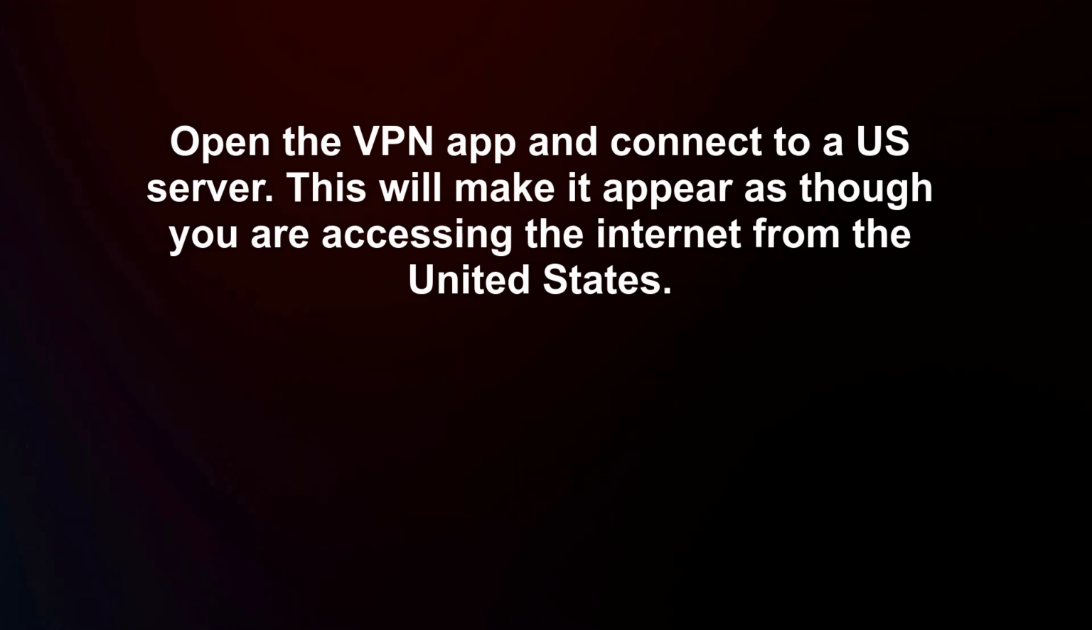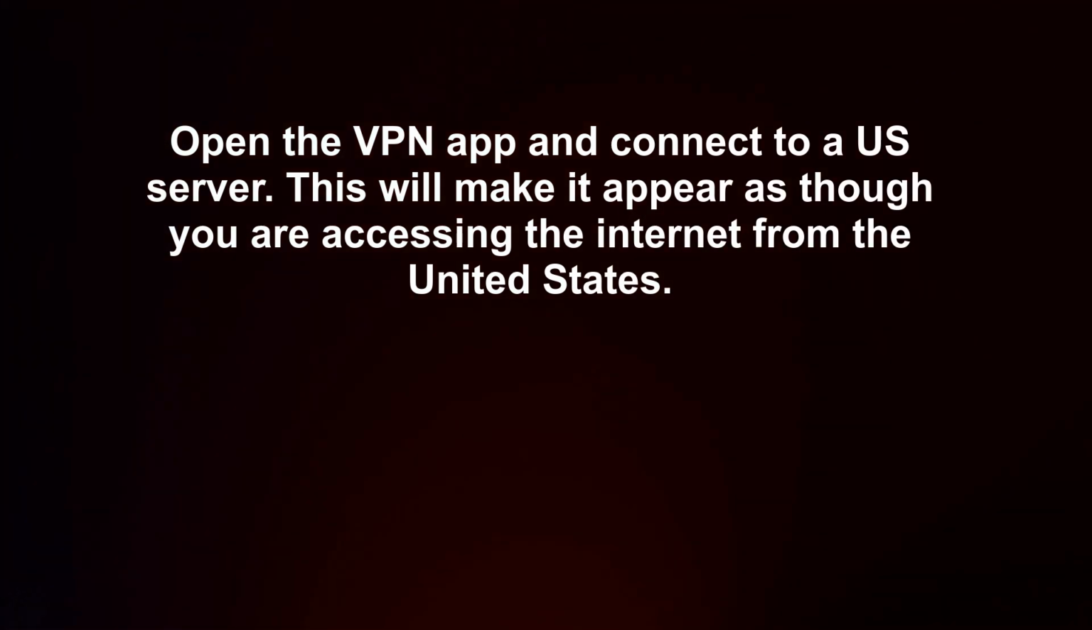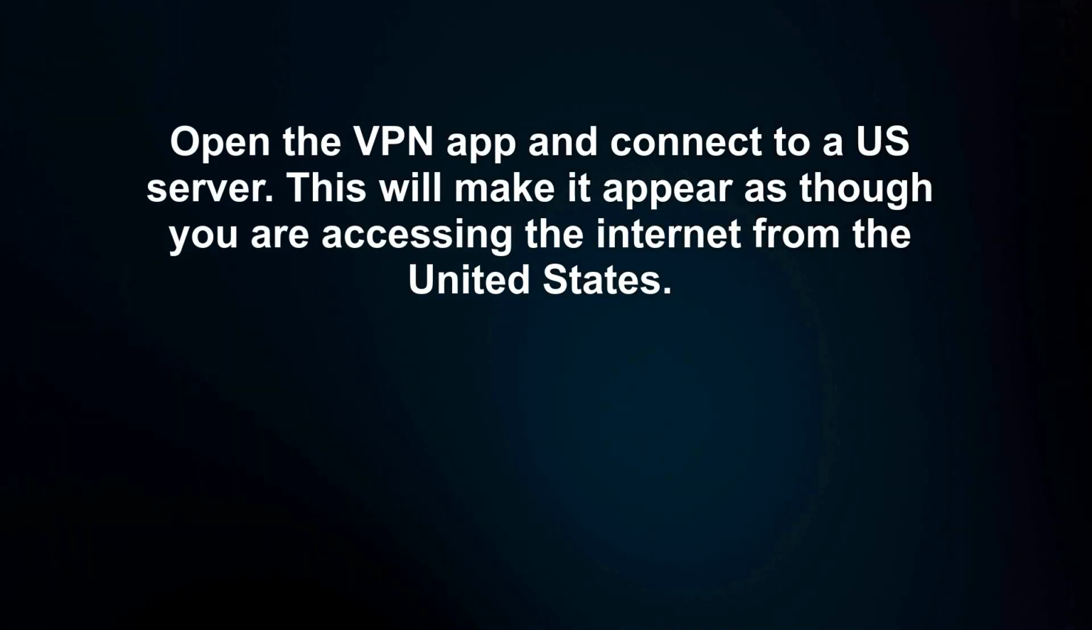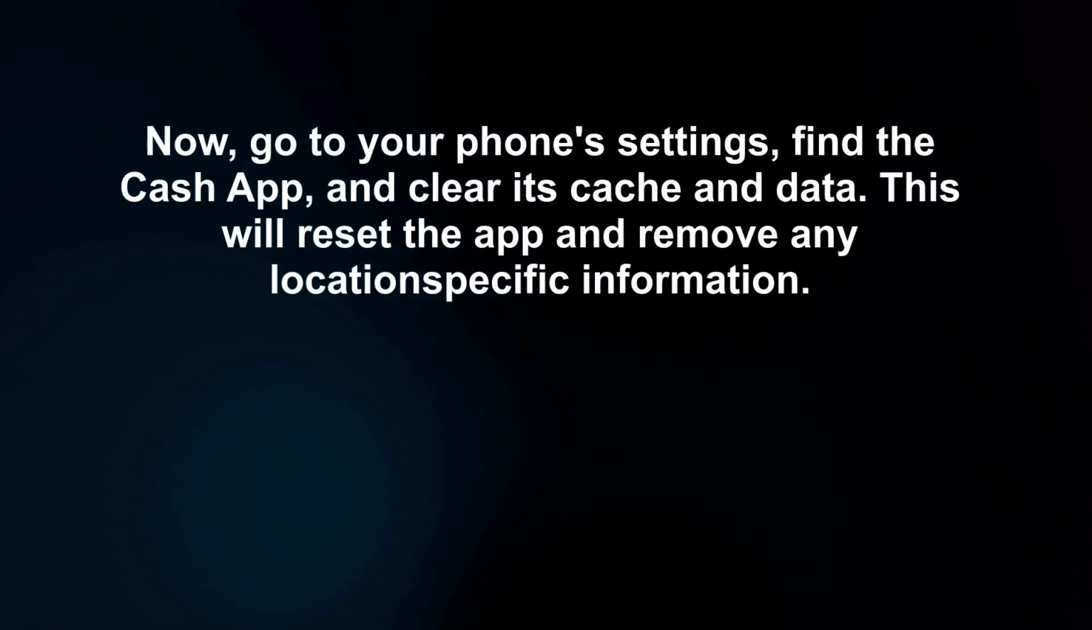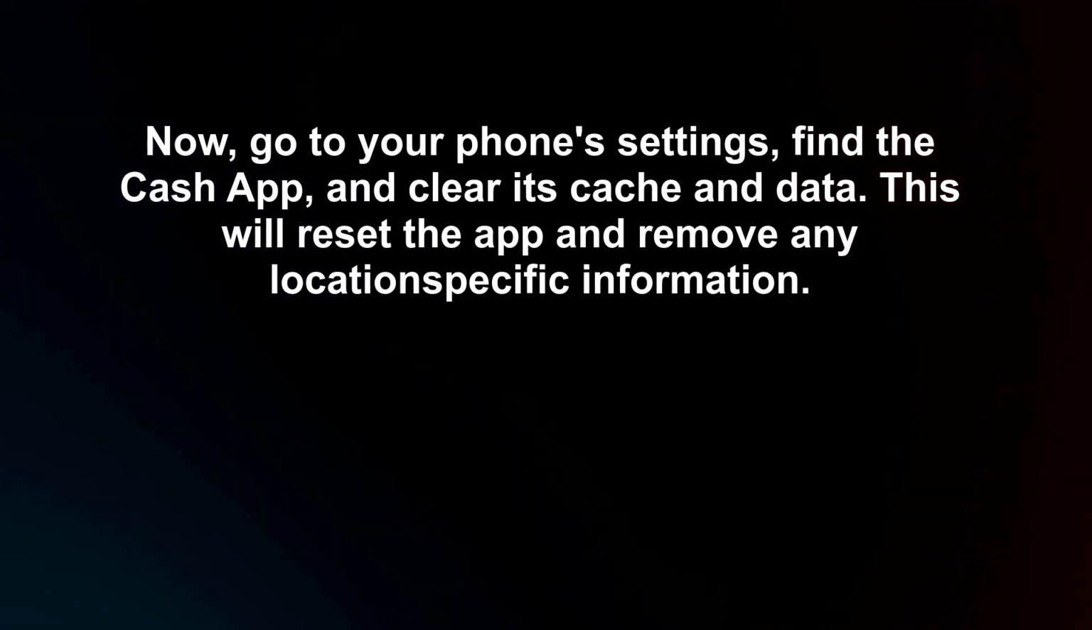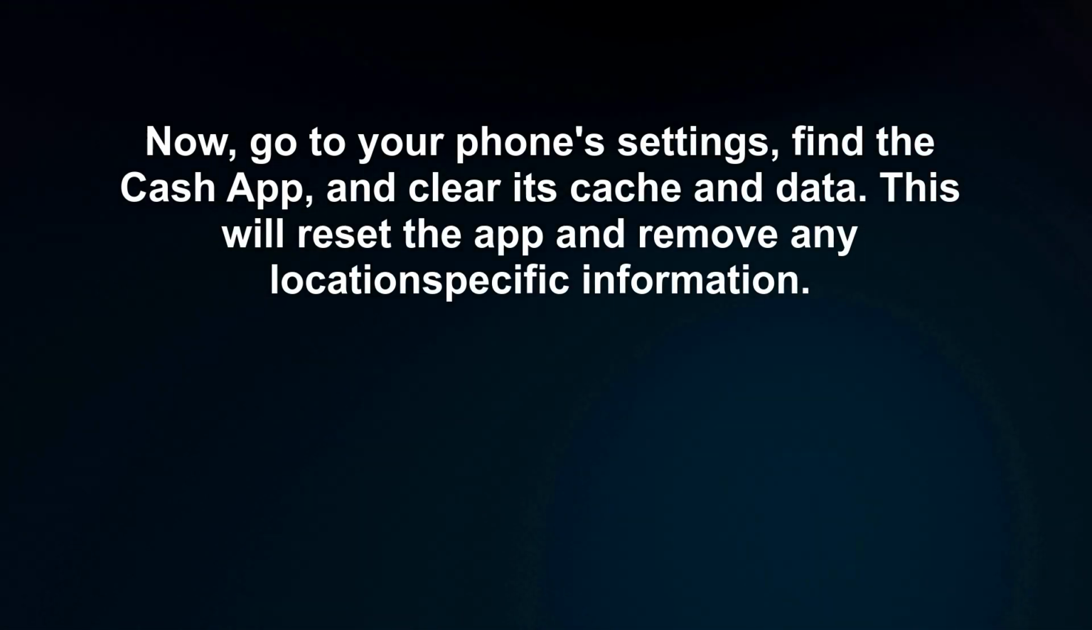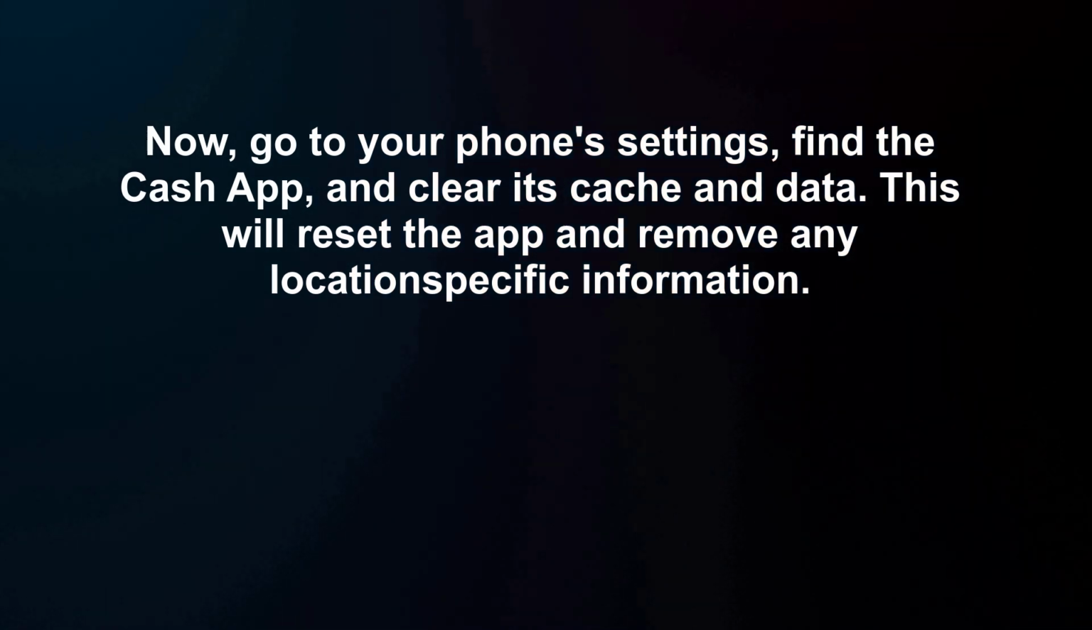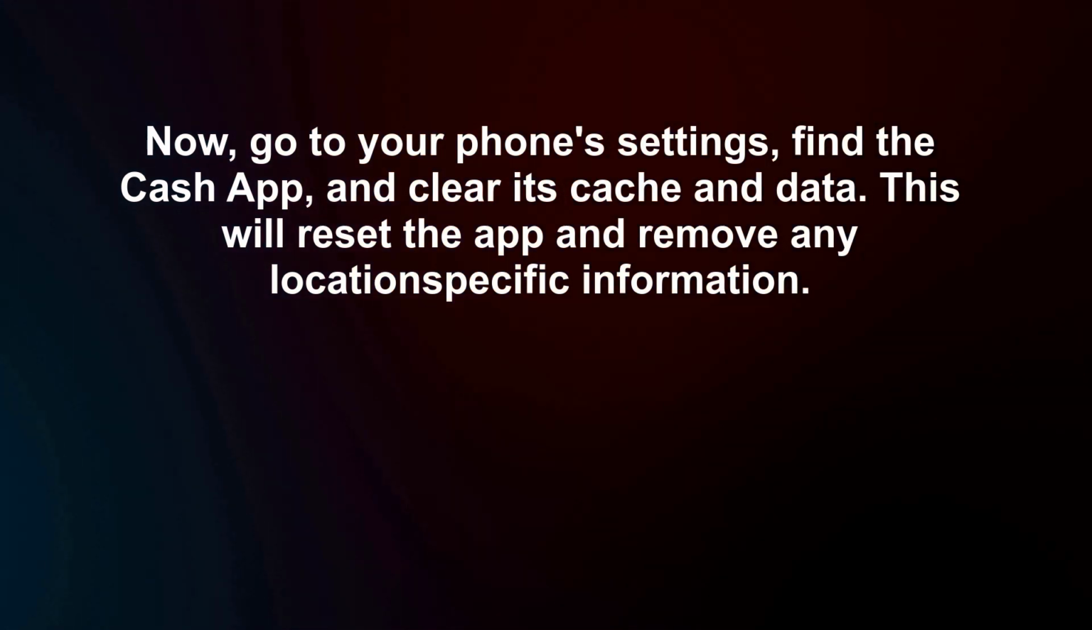Open the VPN app and connect to a US server. This will make it appear as though you are accessing the internet from the United States. Now, go to your phone settings, find the Cashapp, and clear its cache and data. This will reset the app and remove any location-specific information.